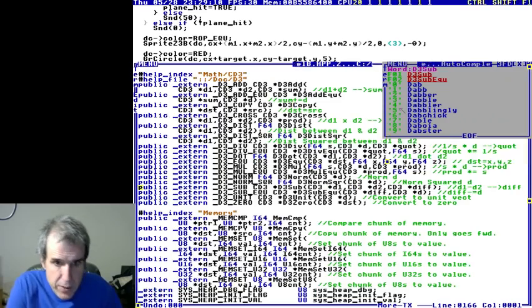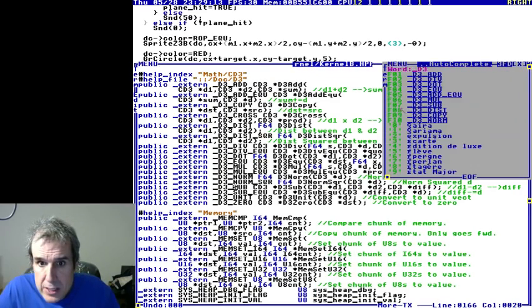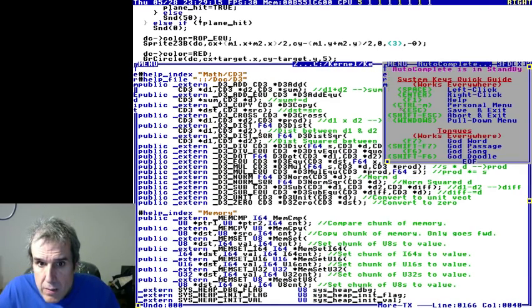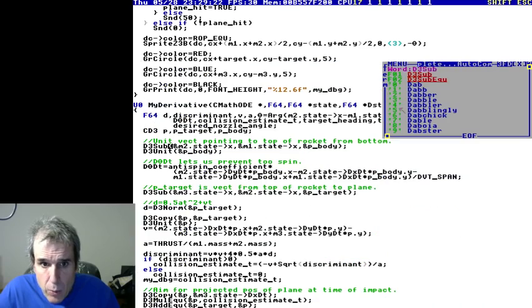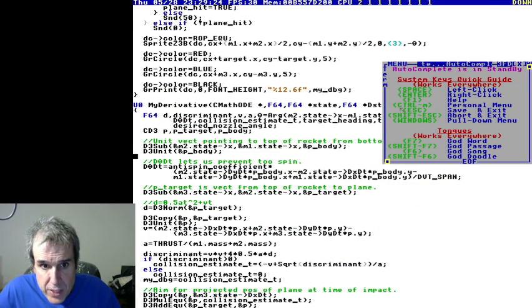So if we look up this routine, vector 1, vector 2, and then the difference. So some of them go one direction. Oh well. I don't have C++, so I can't do operators.